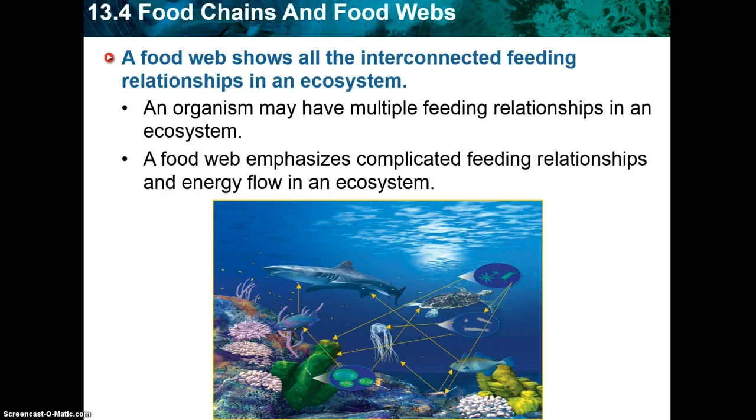A food web shows all the interconnected feeding relationships in the ecosystem. This is when it can get a little bit hairy. An organism may have multiple feeding relationships in an ecosystem, and a food web emphasizes the complicated feeding relationships and energy flow in an ecosystem.